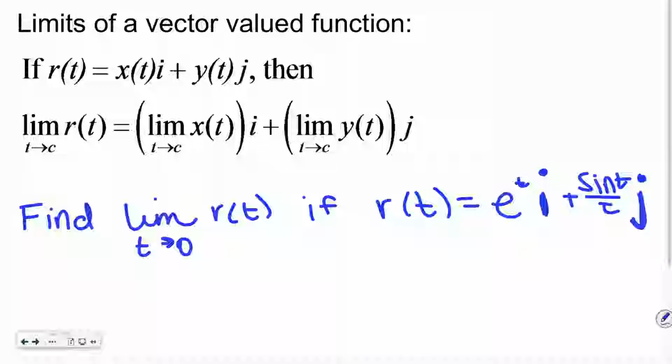Okay, so if I want to evaluate this limit, we're going to evaluate the limit as t approaches 0 of e to the t, and then separately we'll evaluate the limit as t approaches 0 of sine of t over t.